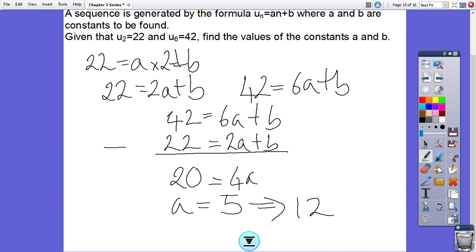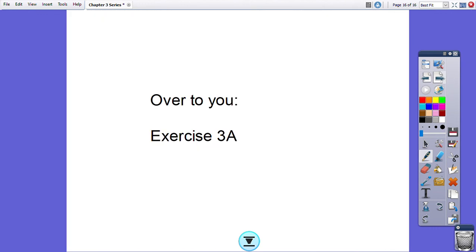If you didn't, can you go back and correct now? Once you've done that, what I'd like you to do is it's your turn to have a proper go by yourself, and I'd like you to have a go at exercise 3A. Thank you very much.